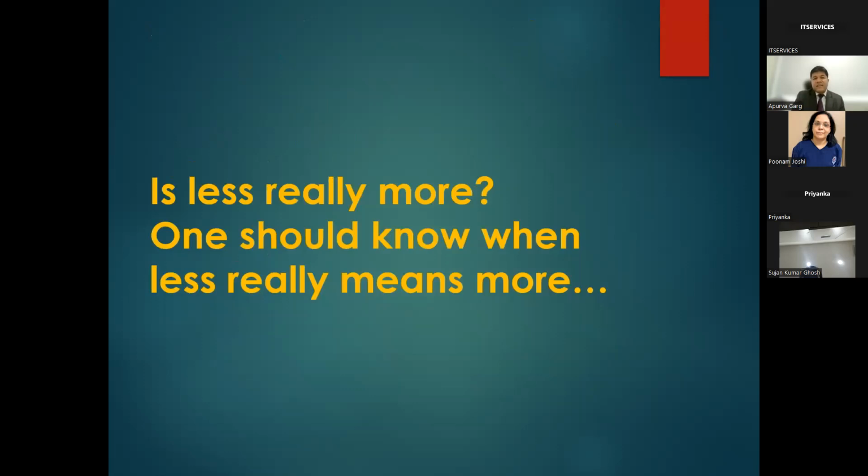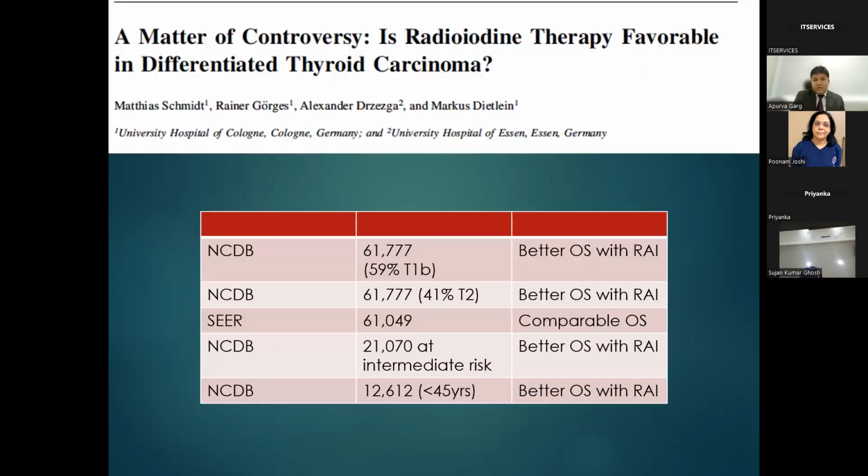So is less really more? One should know when less really means more. So there is a matter of controversy in RAI favorable and differentiated thyroid carcinoma.